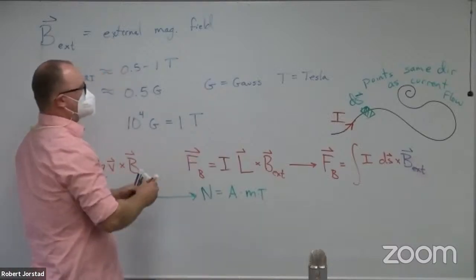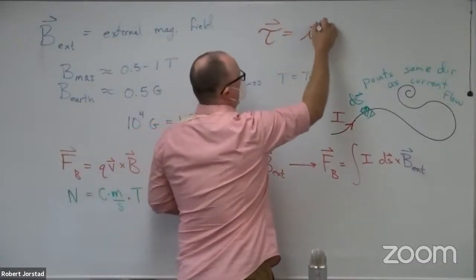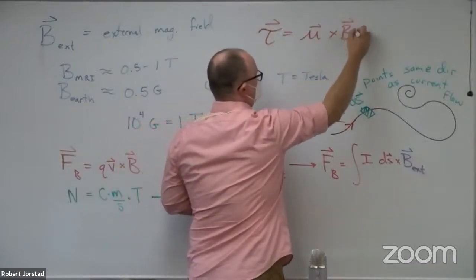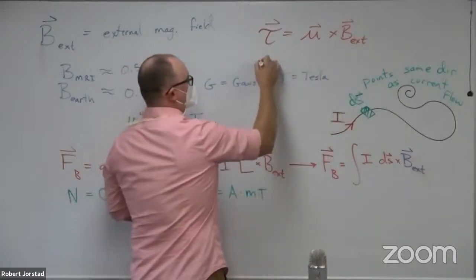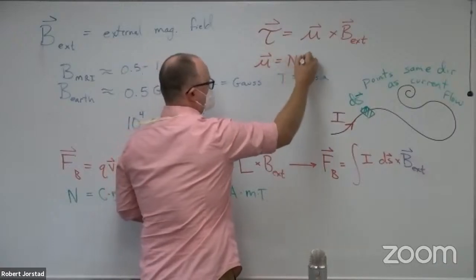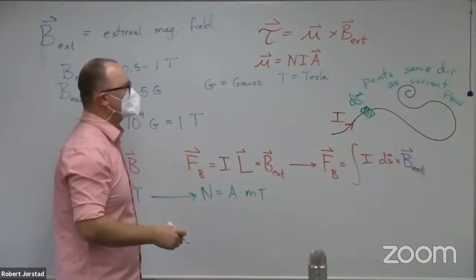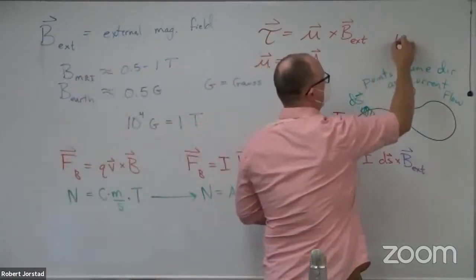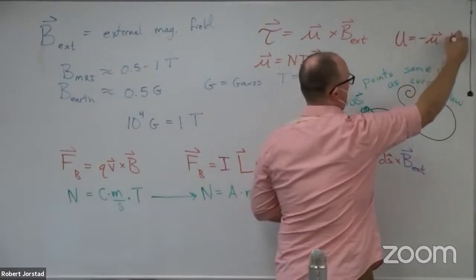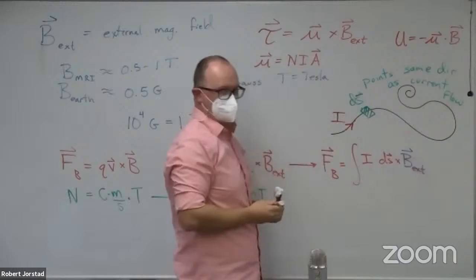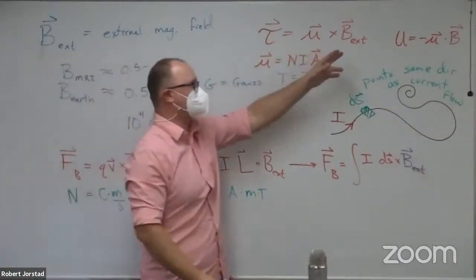So just to be thorough here, it turns out the torque is going to be something called mu cross B. Mu is going to be a magnetic moment. Magnetic moment is N I times the area of a loop. You don't need to know this. We'll talk about it next time, okay? But the other thing is the energy associated with the magnetic particle is minus mu dot B. And so we're going to revisit these equations later on throughout the rest of the semester. That's why I don't want to focus on them right away. We'll get to this next time.